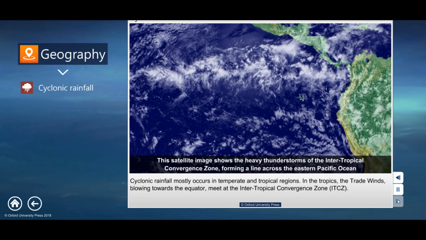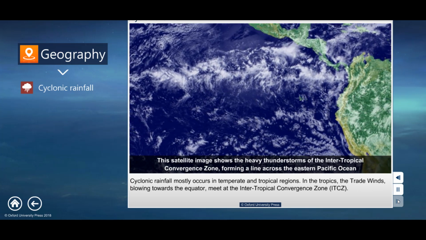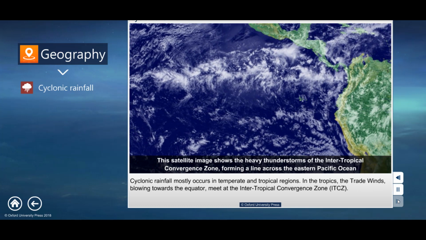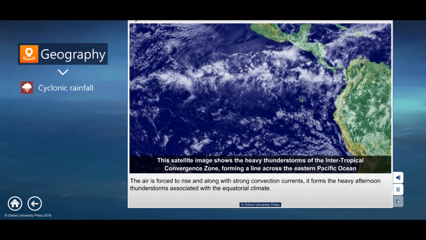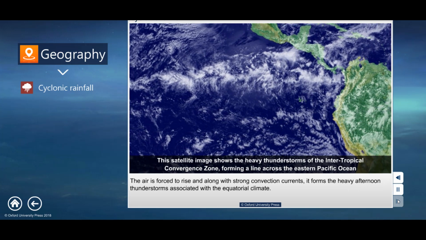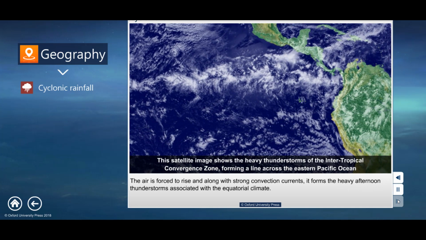In the tropics, the trade winds blowing towards the equator meet at the Intertropical Convergence Zone, ITCZ. The air is forced to rise, and along with strong convection currents, it forms the heavy afternoon thunderstorms associated with the equatorial climate.